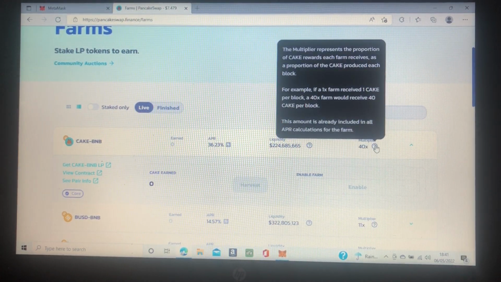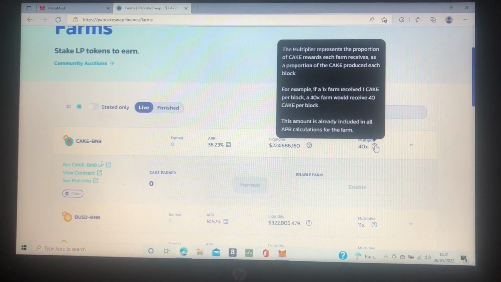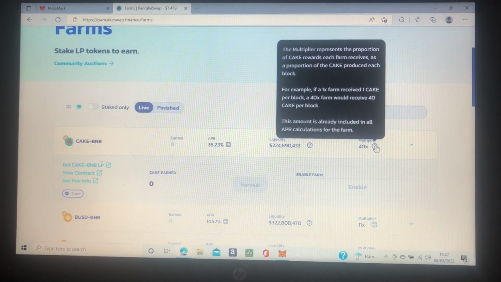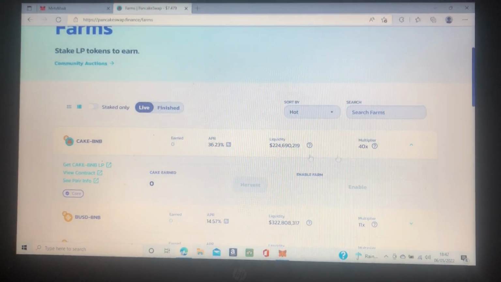Multiplier represents the proportion of cake rewards each farm receives. So of all the cake that is in transaction, this particular farm receives 40 times. For example, if a 1x farm received 1 cake per block, a 40x farm will receive 40 cake per block. Okay, a block is one time that a transaction goes through. This amount is already included in all APR calculations for the farm.